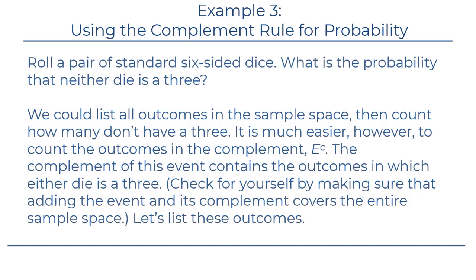Let's take a closer look at using the complement rule for probability. If we're to roll a pair of six-sided dice, what's the probability that neither die is a 3? We could list all 36 outcomes in the sample space and then count how many don't have a 3. But it's much easier to count the outcomes in the complement. The complement of this event contains the outcomes in which either die is a 3. So we're going to make a list using a pattern of all of the outcomes in which either die is a 3.